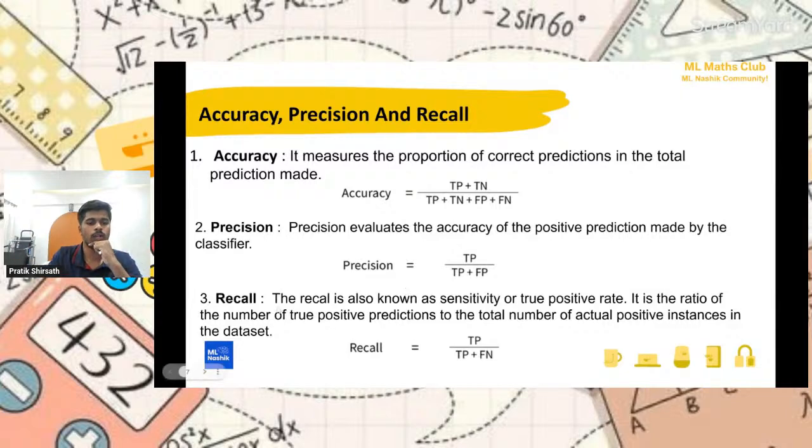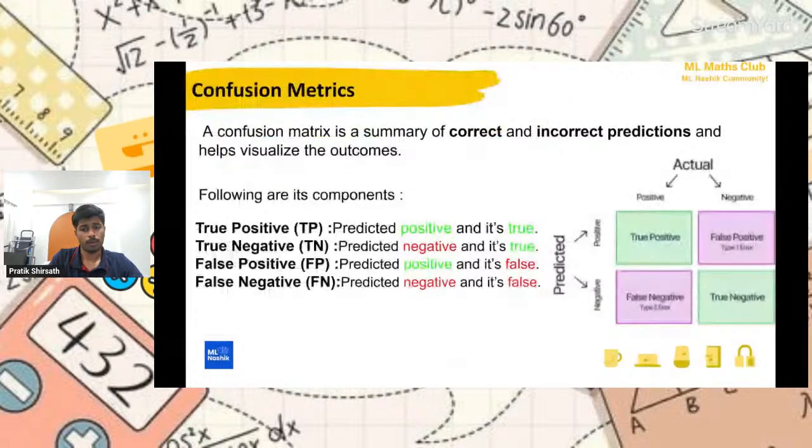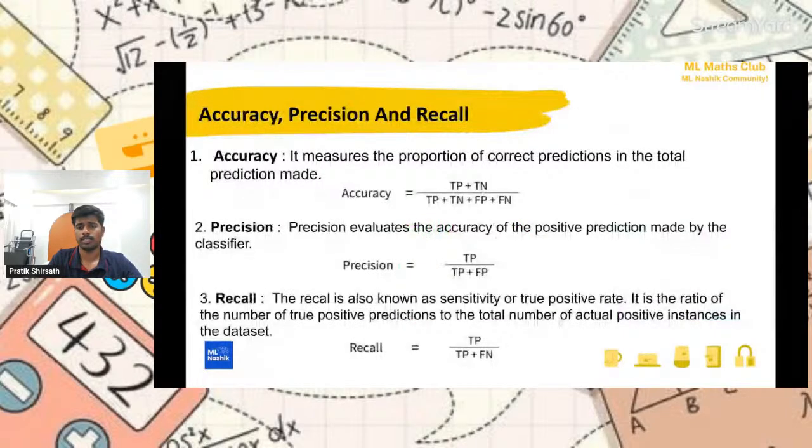And what is recall? Recall is also known as sensitivity or true positive rate. This true positive rate will come up in the next concept also, so understand it very carefully. It is the ratio of the number of true positive predictions to the total number of actual positive instances in the dataset. What is it? TP divided by TP plus FN.